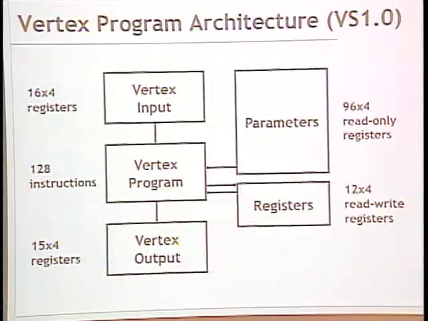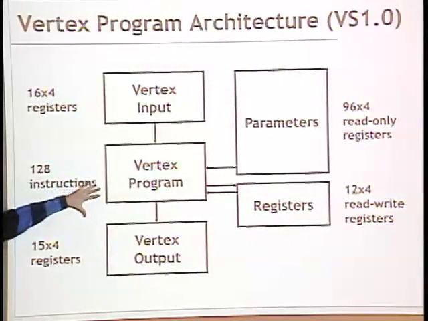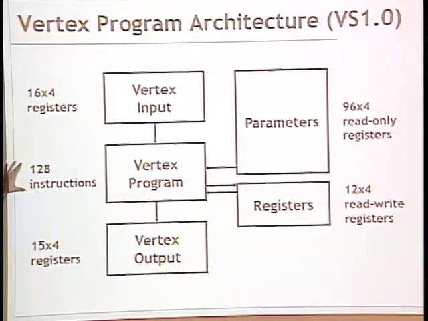So the way they do this is a program they call a vertex shader. This is a block diagram of what that looks like. The core here is a vertex program. The first version of vertex shaders would allow you to run up to 128 instructions.